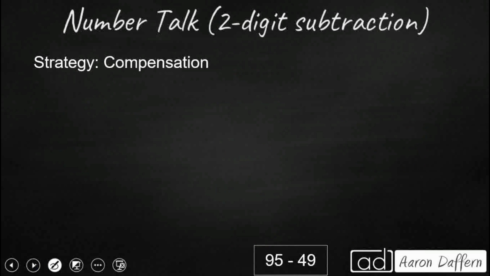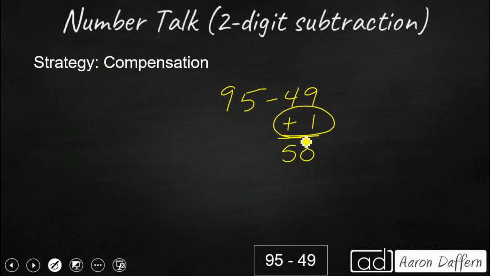We can also use a strategy called compensation. So we're going to kind of do what we did with adding up. We're going to take our subtrahend, and we want to get it to the next 10. So 49 is only 1 away. So I need to get that 49 with a +1. Now I've got a 50.